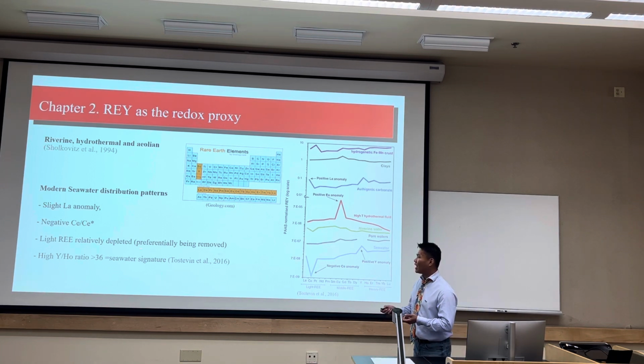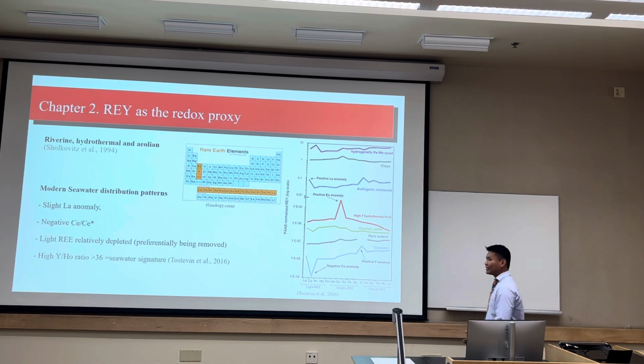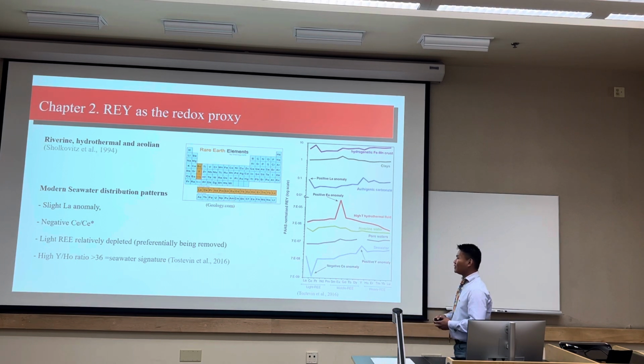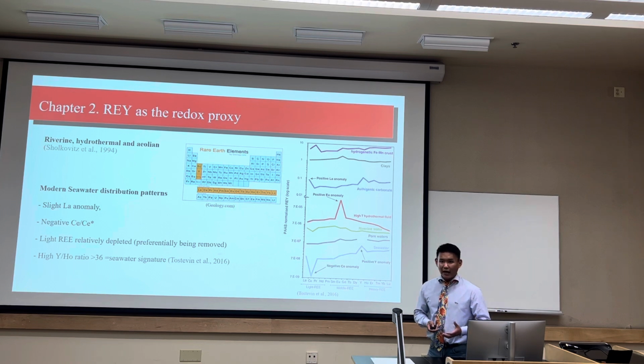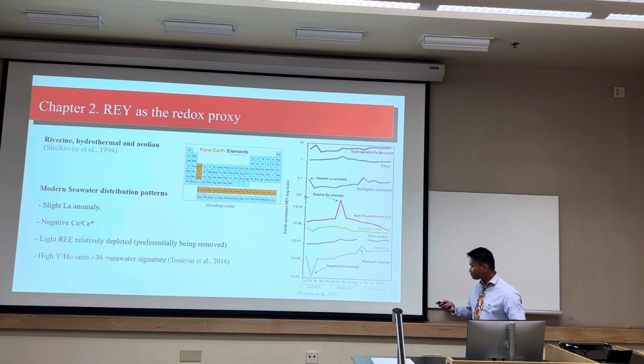And you also have a high yttrium over holmium ratio, more than 36, that would indicate a seawater signature. Yttrium is not a REE, but it's often used to compare with holmium because they have similar chemical properties. And because in the seawater, holmium is easy to be removed, that's why you have a high yttrium over holmium ratio.